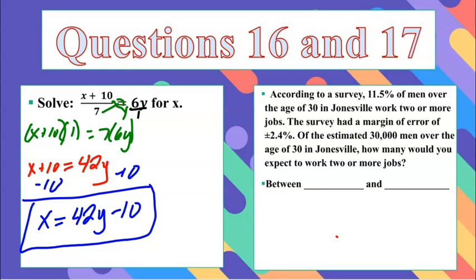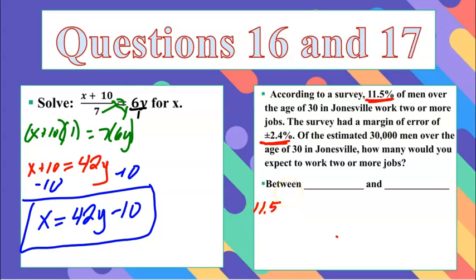And our very last question. According to a survey, 11.5% of men over the age of 30 in Jonesville worked 2 or more jobs. The survey had a margin of error of positive or negative 2.4%. Of the estimated 30,000 men over the age of 30 in Jonesville, how many would you expect to work 2 or more jobs? So I'm going to take the percentage and the margin of error.